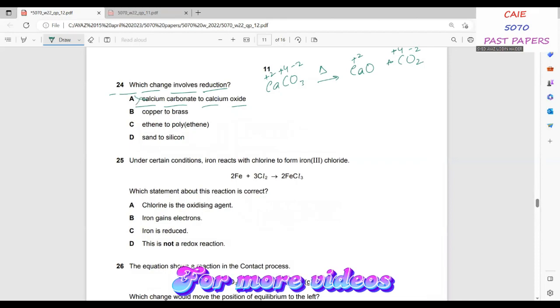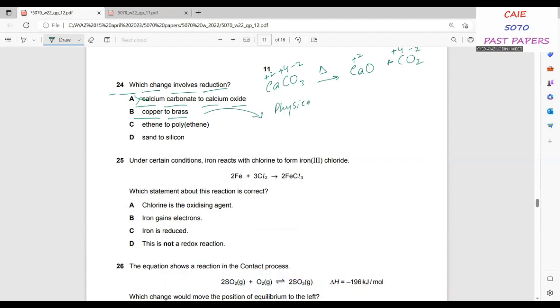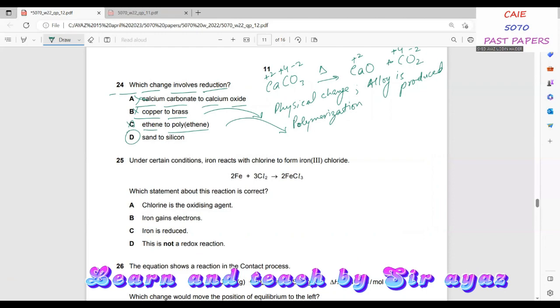This is wrong. B, copper to brass. Copper to brass is a physical change. It's not a chemical reaction. An alloy is produced; brass is an alloy. So this is also incorrect. C, ethene to polyethene. This is a polymerization reaction. It does not involve any kind of reduction. So this is also incorrect. We are left with D. D will be the right answer here.